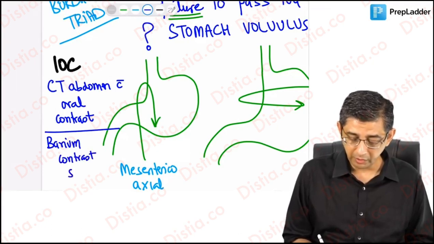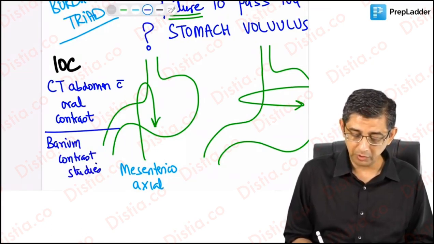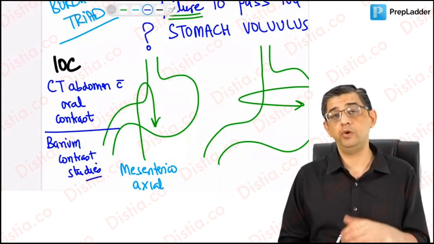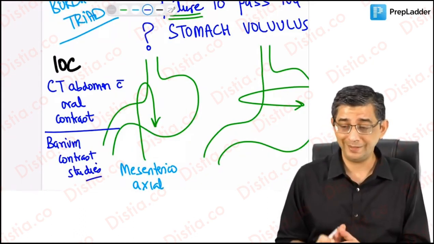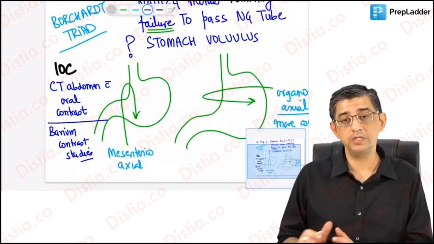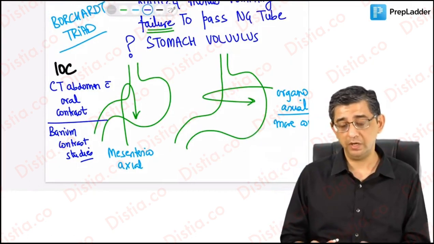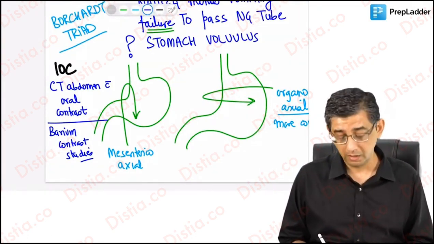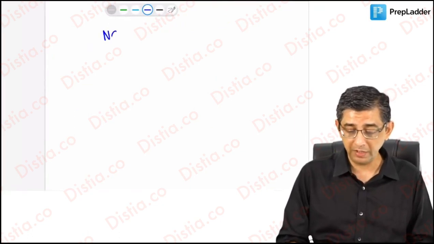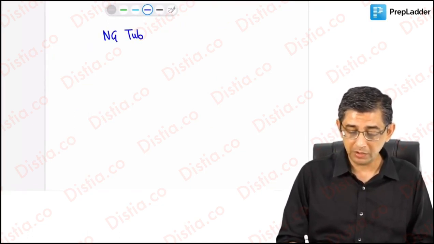Now, I think you would agree that lots of times in radiology units, barium contrast studies may not be available. A person skilled enough to interpret that may not be available at the later part of the day. So CT abdomen with oral contrast is a reasonable way, following which you can definitely handle this patient. As I have highlighted before, failure to pass an NG tube is a very classical terminology that you need to remember for Bouchard's triad.